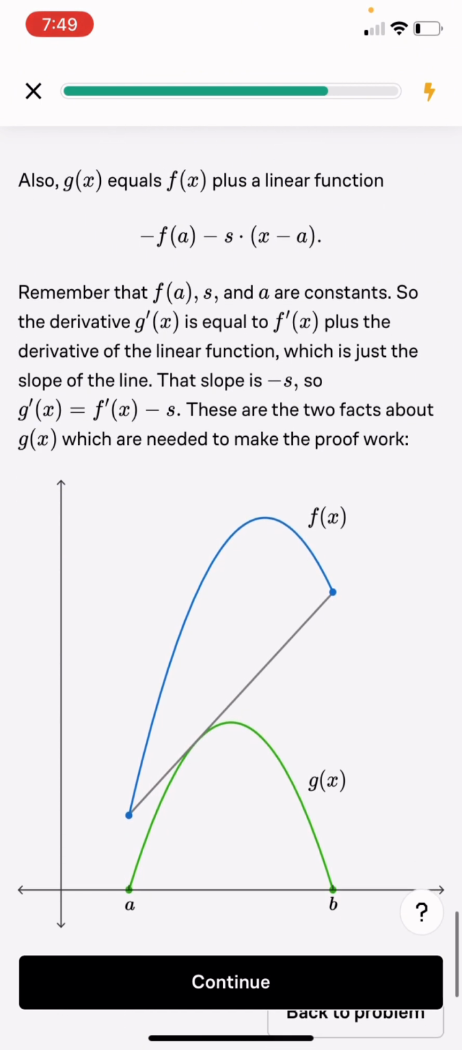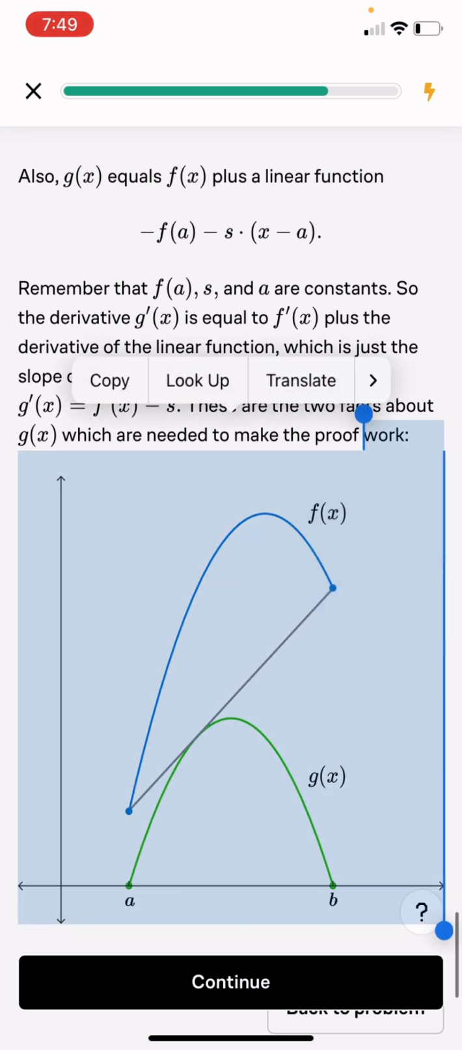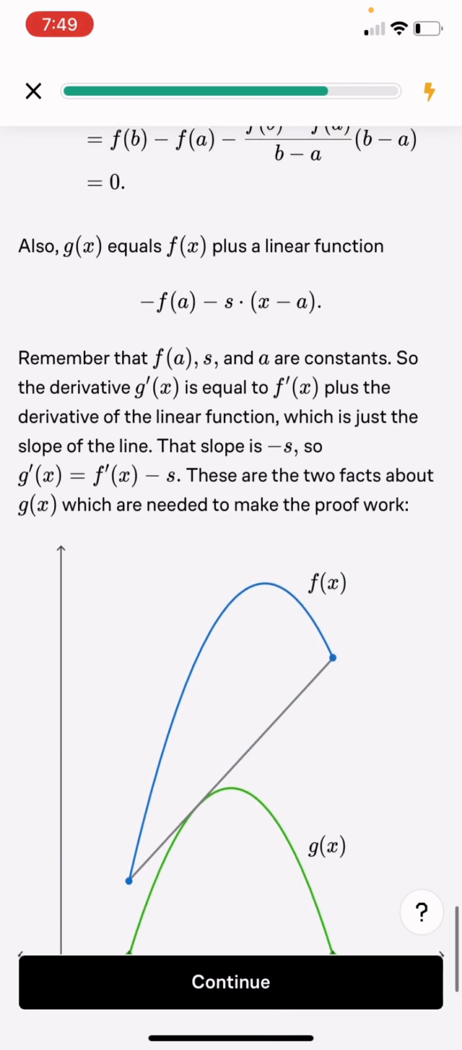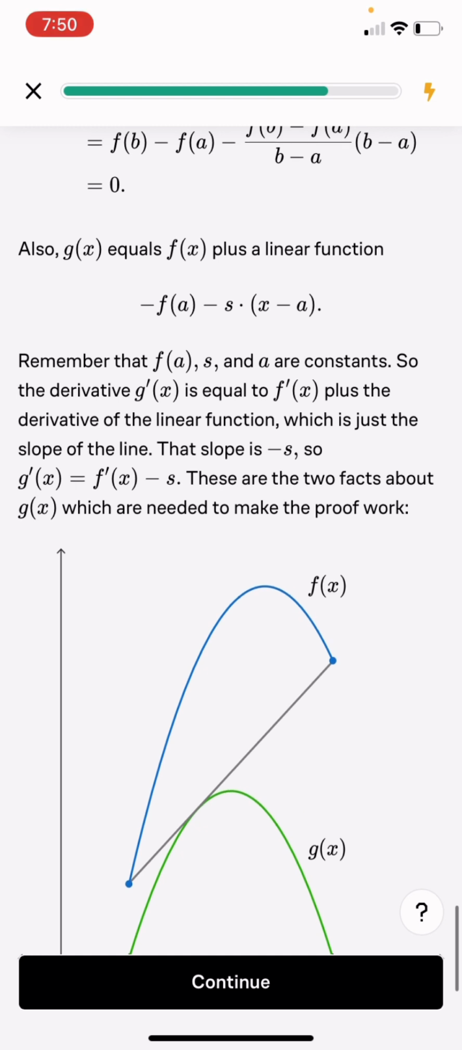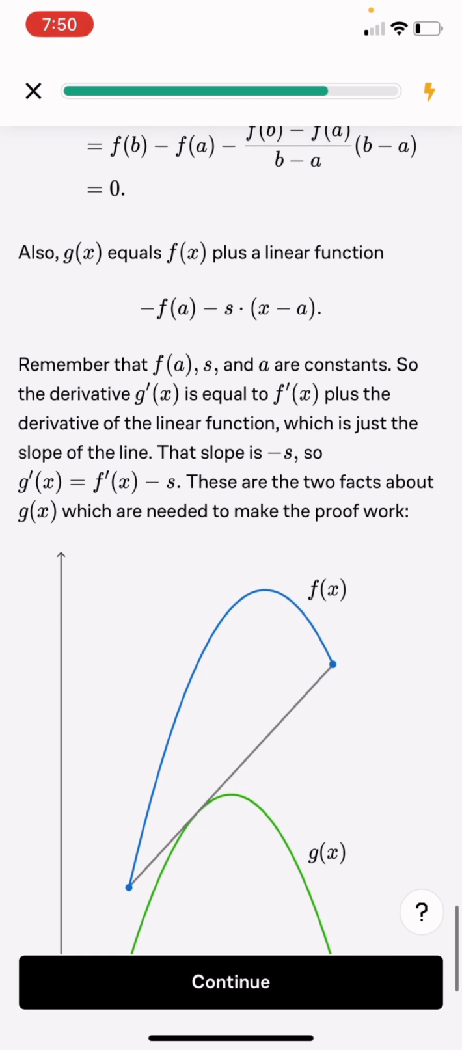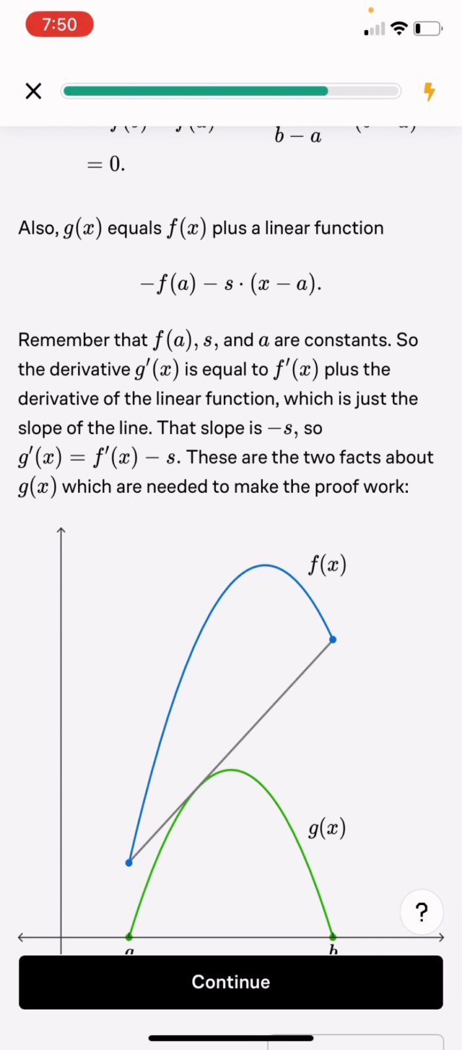The MVT allows us to prove that some of our natural ideas about the derivative are in fact correct. For instance, suppose that f prime of x is more than 0 everywhere in some interval. Then we expect that f is increasing in the interval.